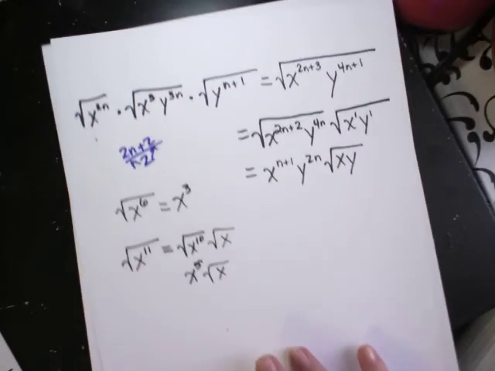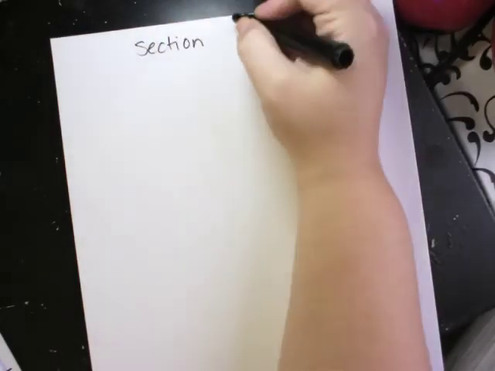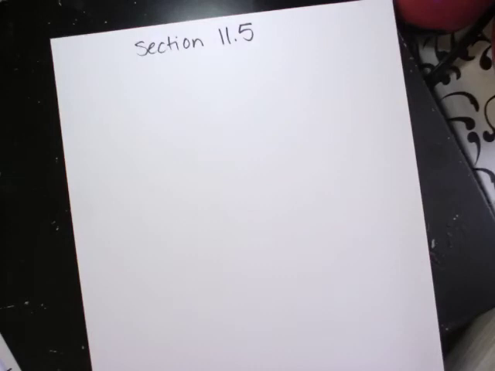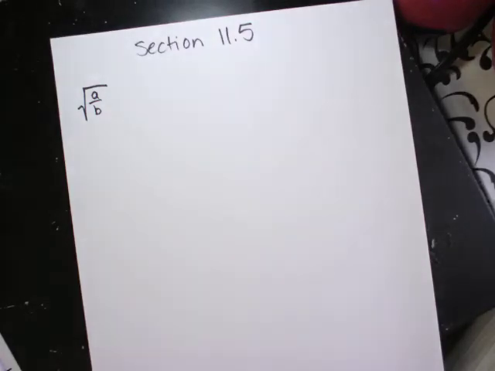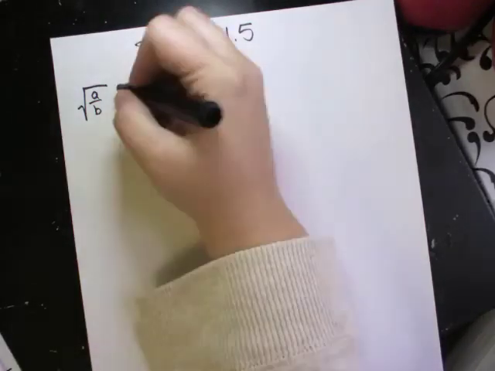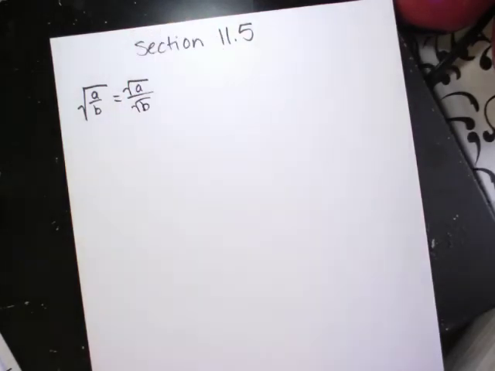Okay, let's move on to the division side of it. All right, this is going to be section 11.5, which is dividing radical expressions. Just like we had a product property of radicals, we also have a division property of radicals. It says that if you have a radical of a division expression, or a rational expression, then you can separate it into two radicals in a different rational expression.